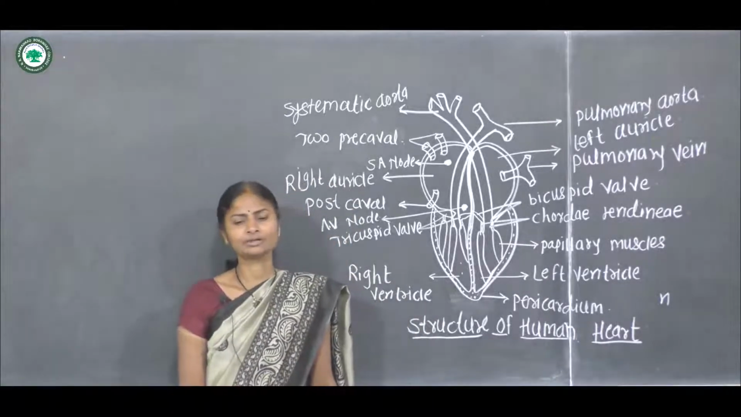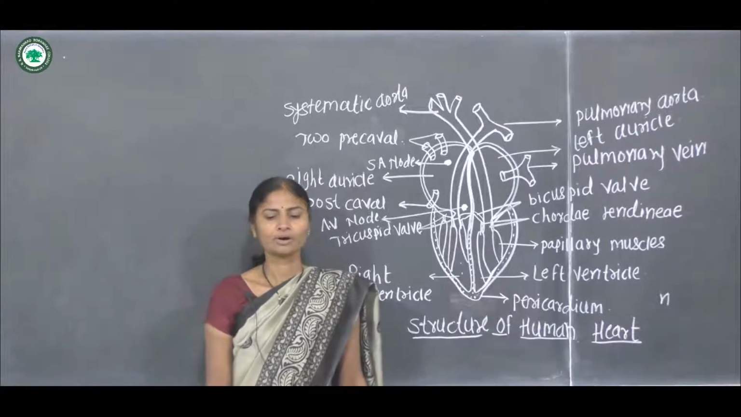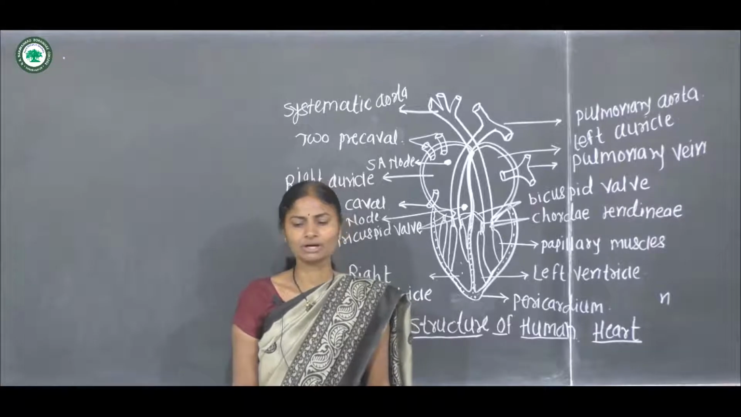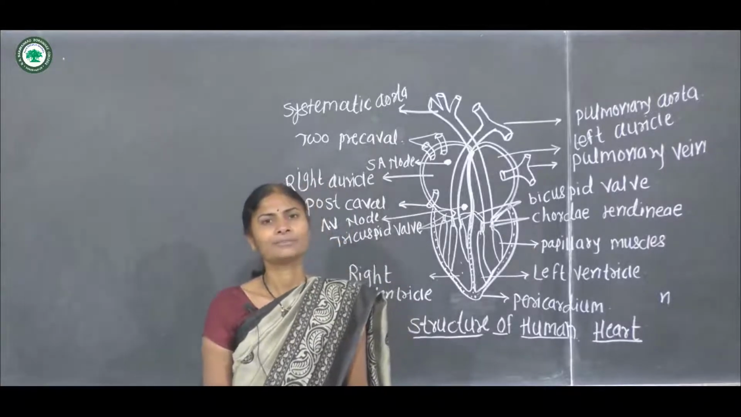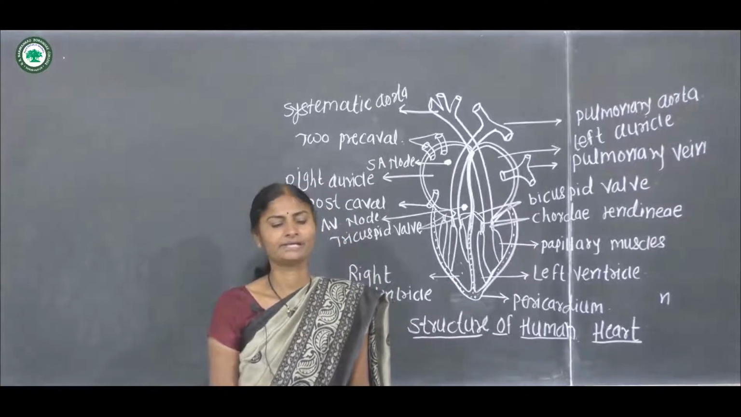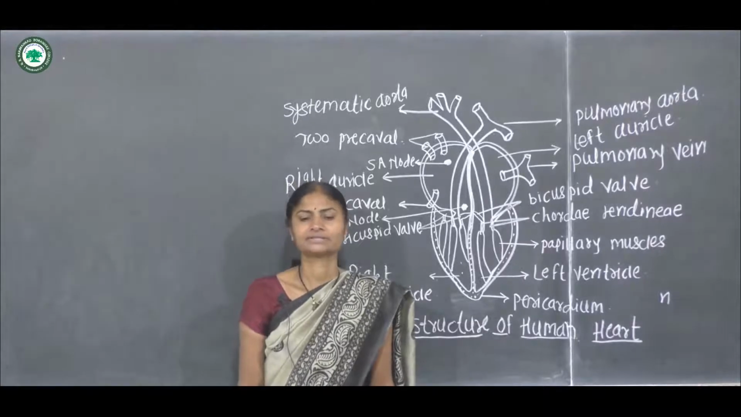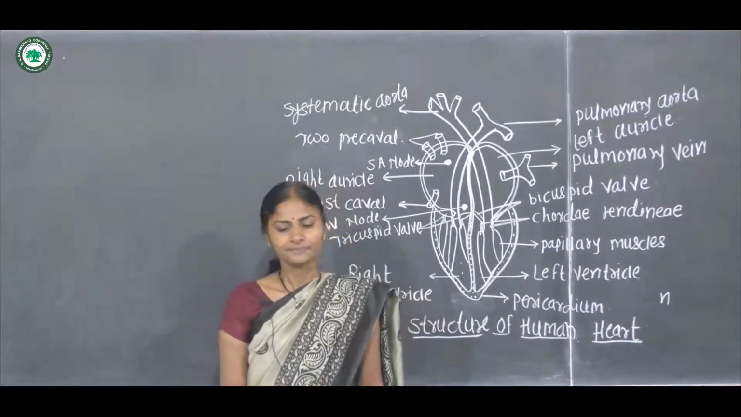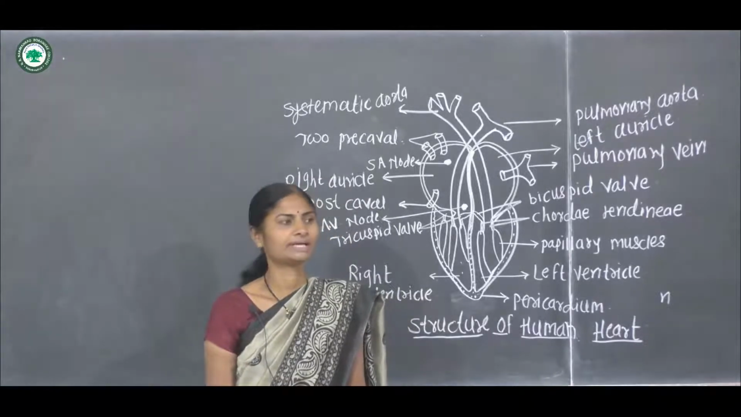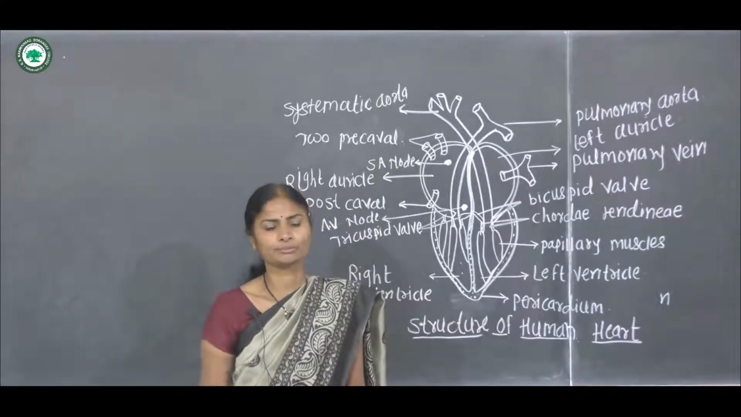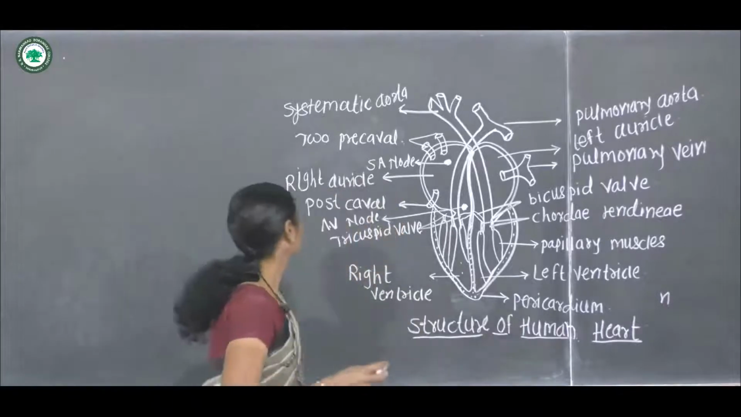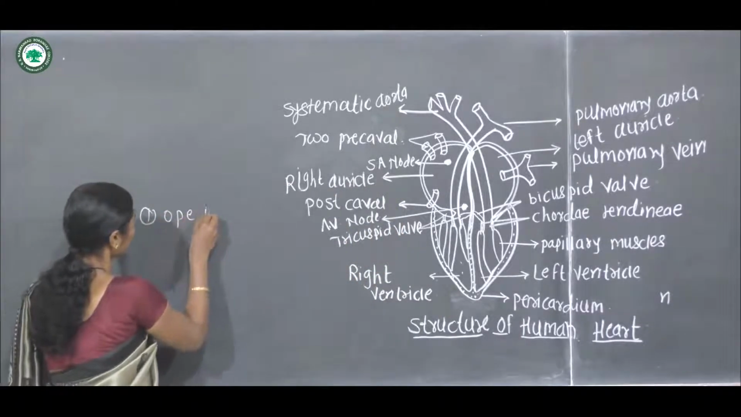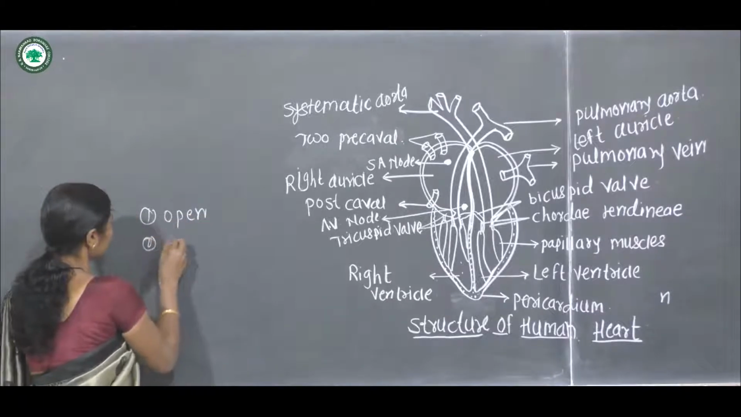Circulation: the movement of body fluids from one part of the body to other parts is called circulation. First discovered by William Harvey in 1628. The circulatory system is mainly of two types: open type of circulatory system and closed type of circulatory system.